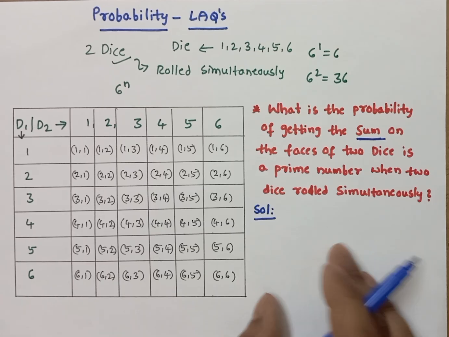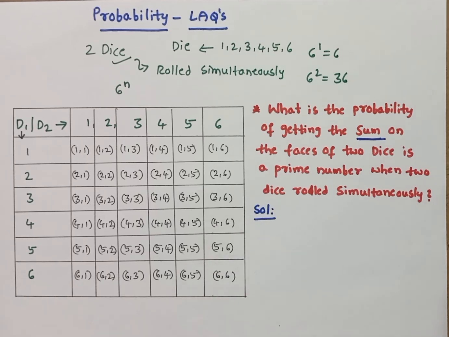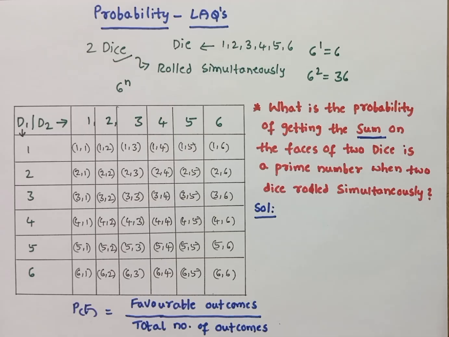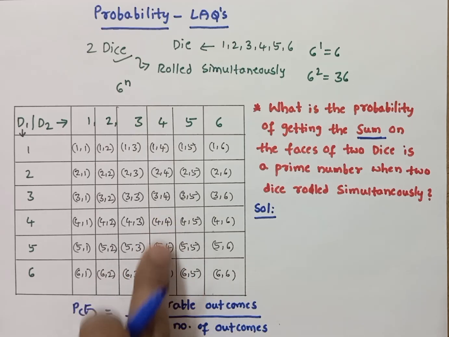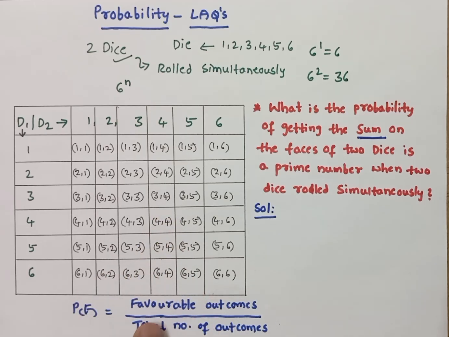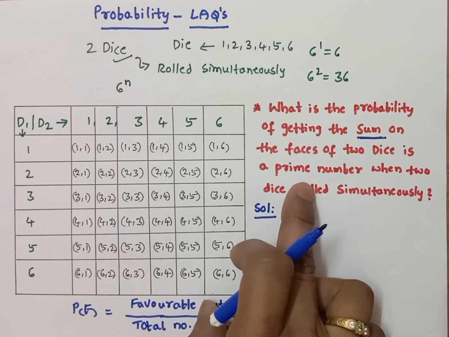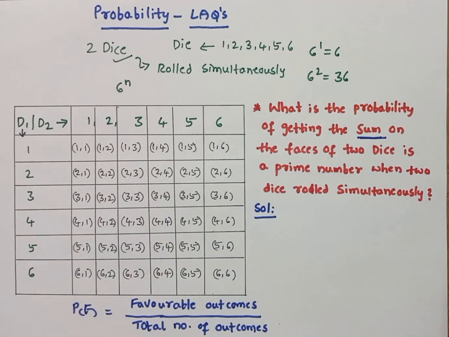Probability is totally based on a single formula. What is the formula? Probability of any event is equal to favorable outcomes divided by total number of outcomes. Already we know we have 36 outcomes. First we have to find the favorable outcomes. What are the favorable outcomes here? Favorable to the prime number, that is, the sum on the faces of the two dice.